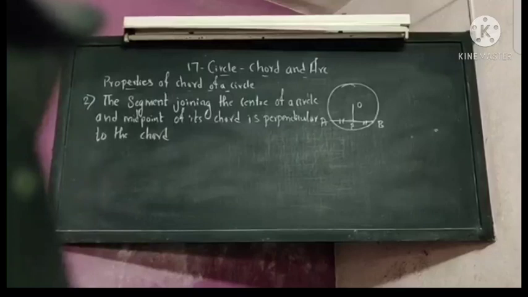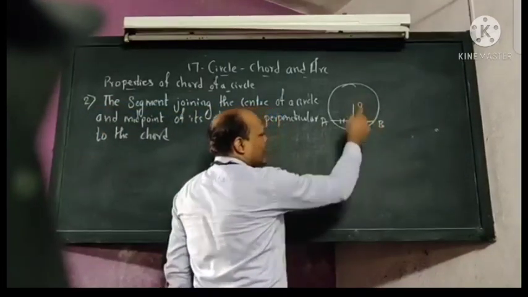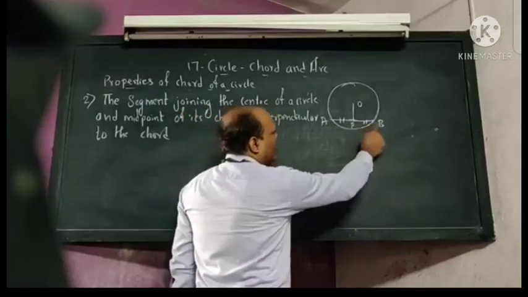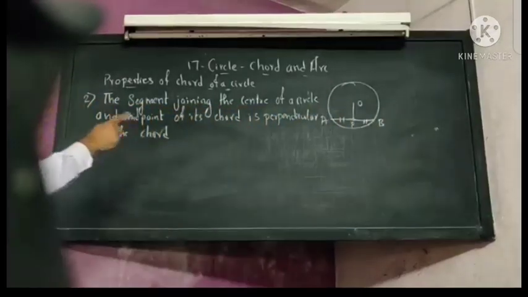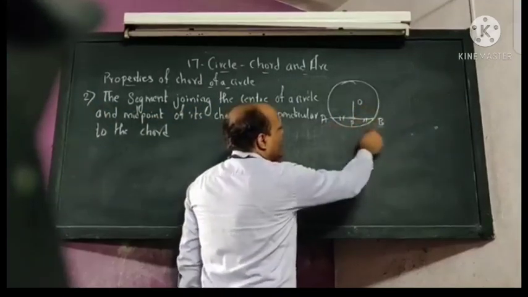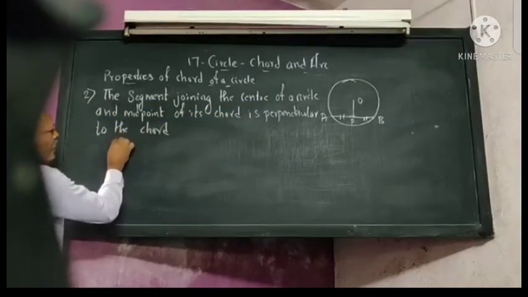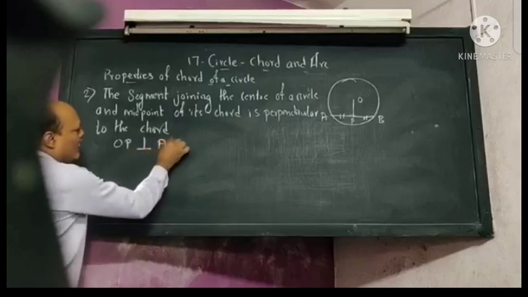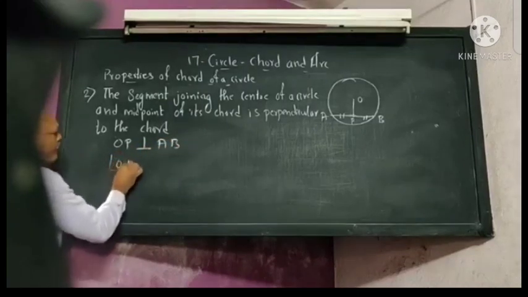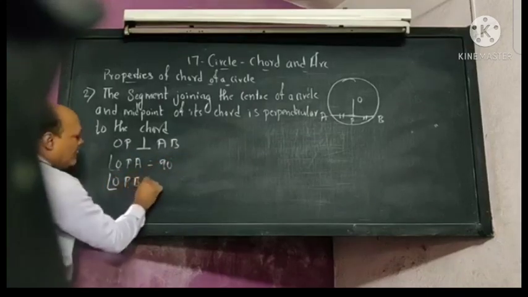Okay, the second property says that the segment joining the center of a circle and the midpoint of its chord is perpendicular to the chord. Suppose AB is a chord of a circle, O is the center of the circle, and AP is equal to PB. The segment joining the center and the midpoint of the chord, OP, will be perpendicular to chord AB, or you can say angle OPA is equal to 90 degrees, or angle OPB is equal to 90 degrees.